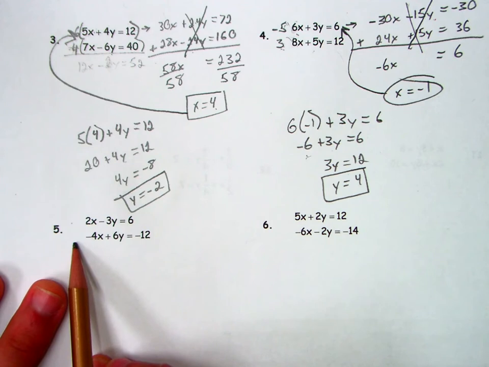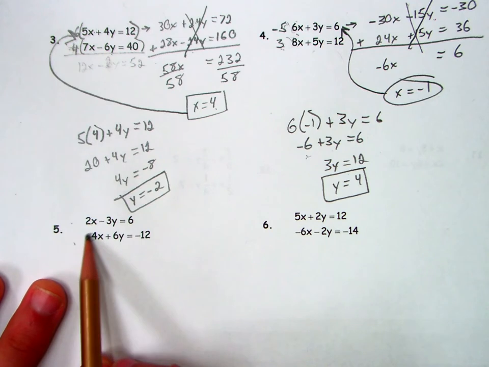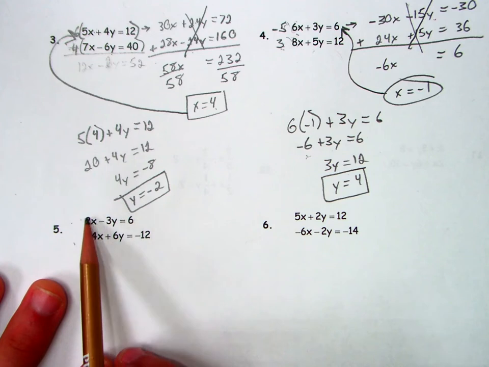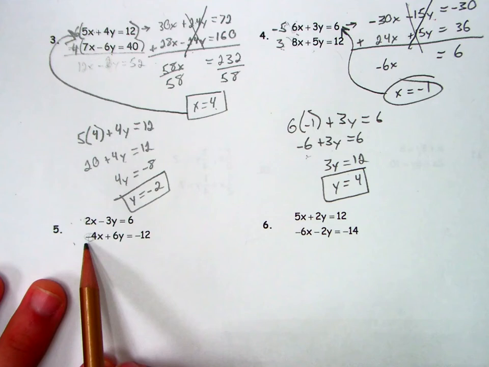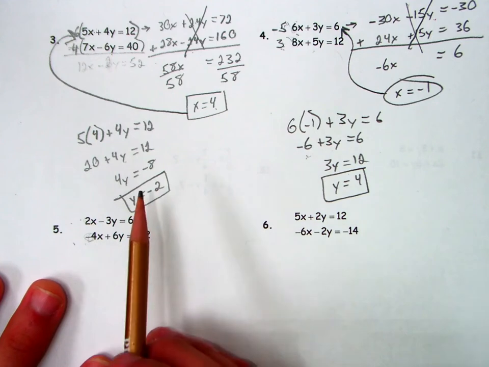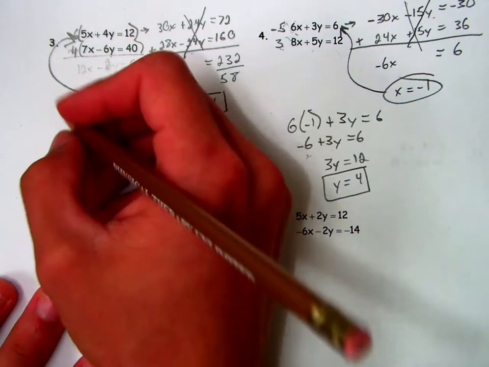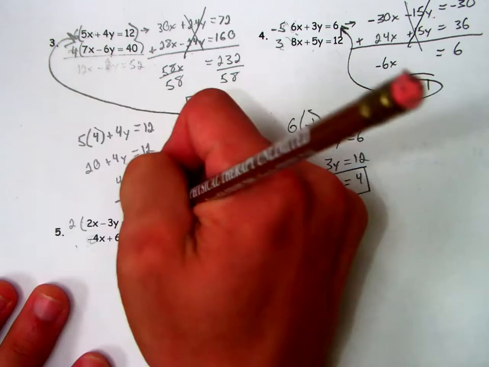And listen, that will always work. If I take this number right here and multiply it on the top and that number and multiply it on the bottom, as long as you make sure one is going to be positive and the other is going to be negative, that will always work. But there's an easier way, so I'm going to do it that way just so you kind of see that.